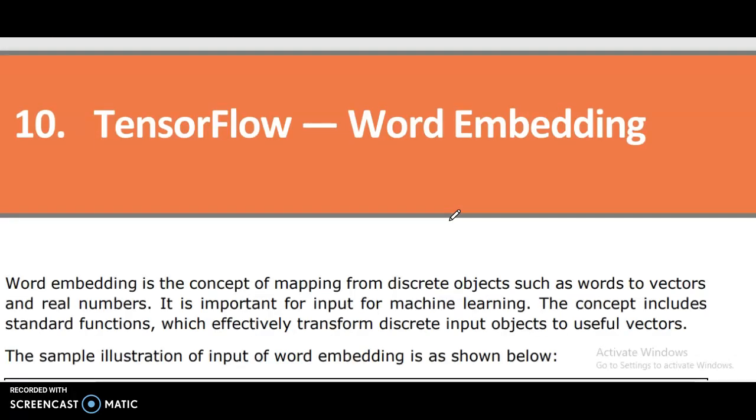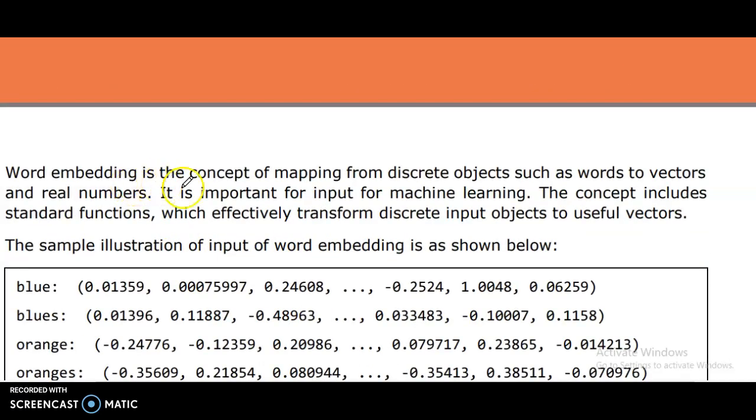Next chapter, that is the 10th chapter, tensor in TensorFlow: word embedding. Word embedding is the concept of mapping from discrete objects such as words to vectors and real numbers. It is important as input for machine learning. The concept includes standard functions which effectively transform discrete input objects to useful vectors.